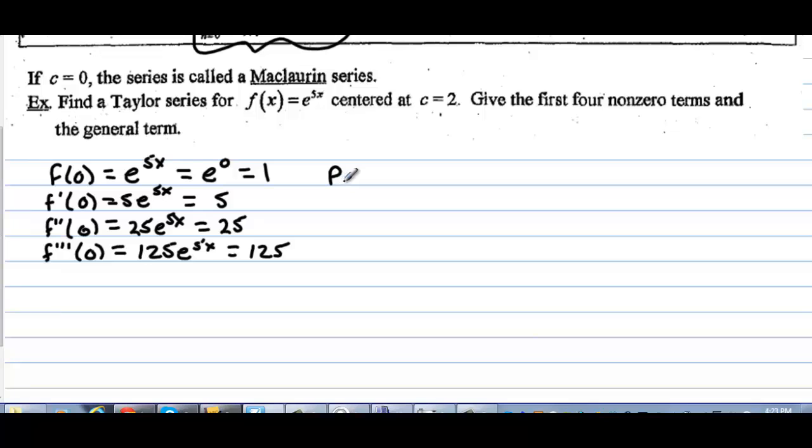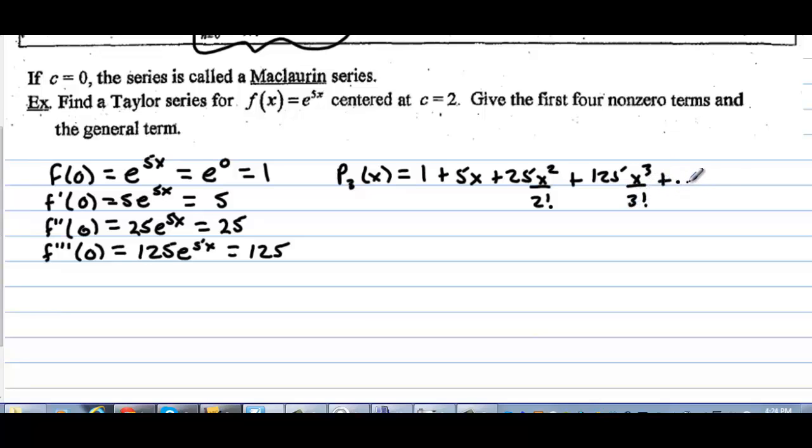Now, in this case, because we're writing the polynomial, we have the third degree polynomial of x is equal to, and we want the first four non-zero terms, and the third degree will give us 1, 2, 3, 4 non-zero terms. We have 1 plus 5x plus 25x squared over 2 factorial plus 125x to the third over 3 factorial.